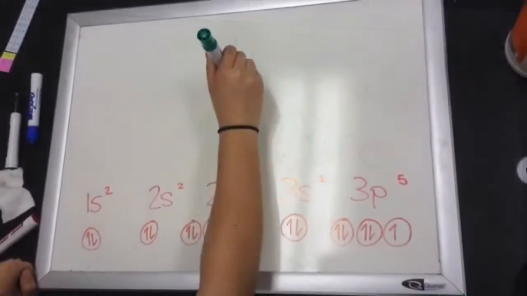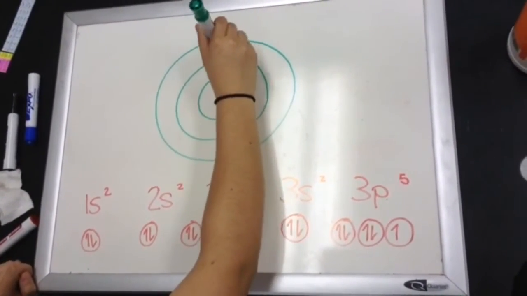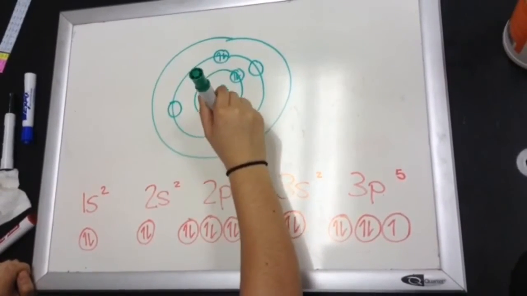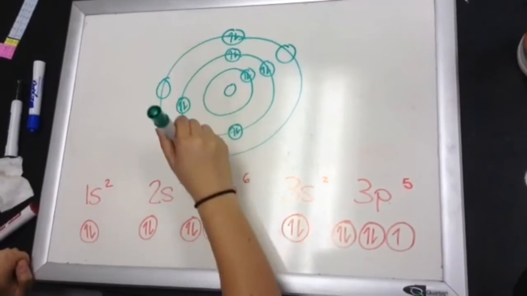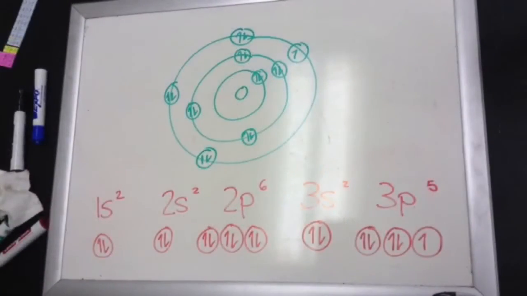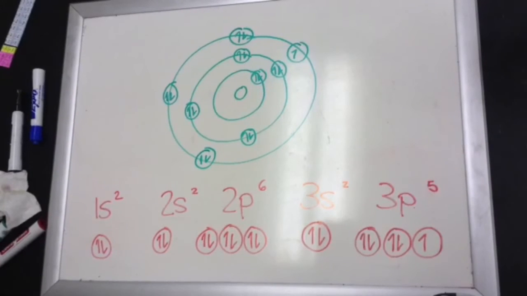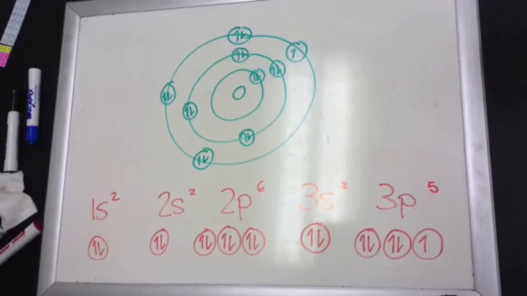The number in front of each represents the energy level that the sublevels and the electrons reside in. 1s2 will go in the first energy level, 2s2 will go in the second energy level, 2p6 will also go in the second energy level but will add 3 subshells. 3s2 will go in the third energy level, and 3p5 will also be added to the third energy level, but one of its subshells will only have 1 electron.